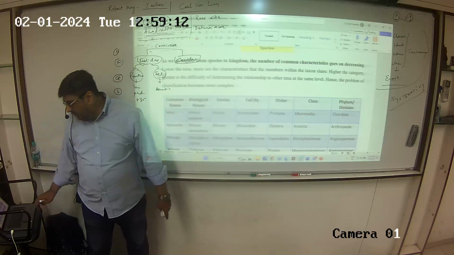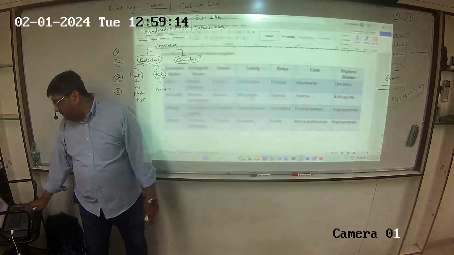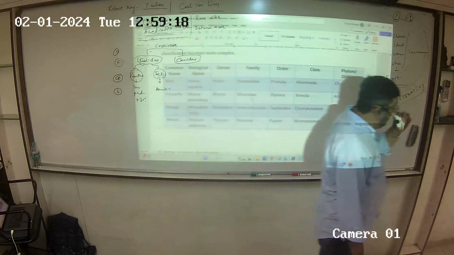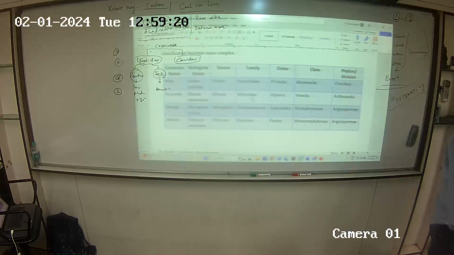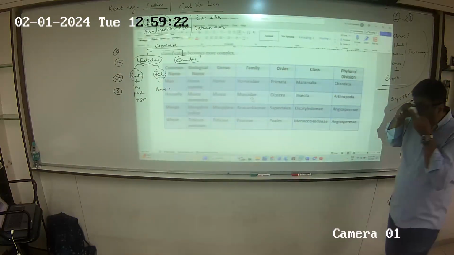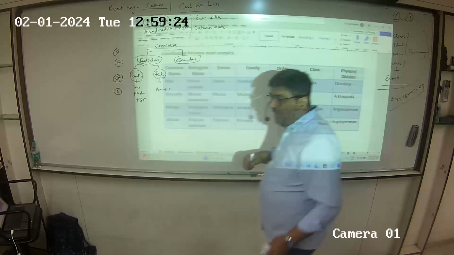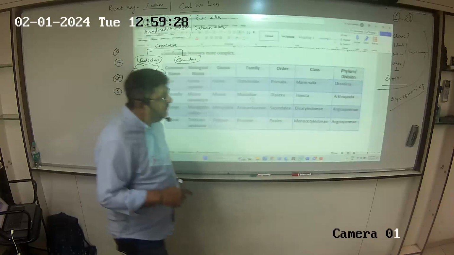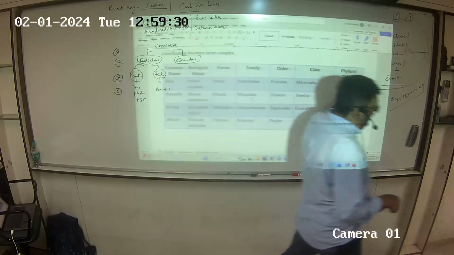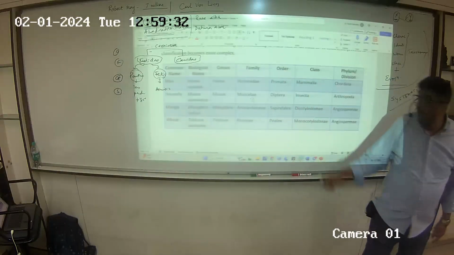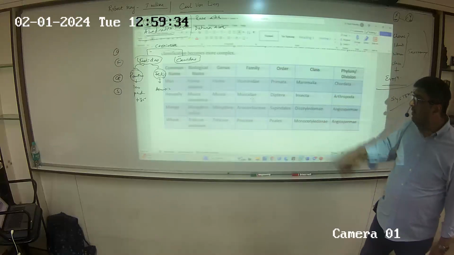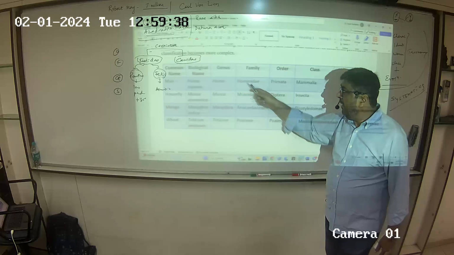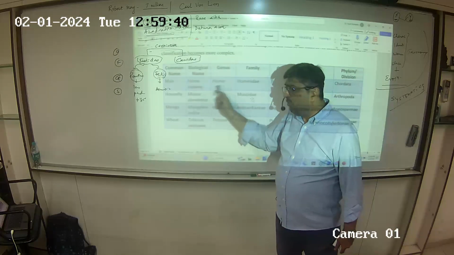Small table given towards the end of the discussion. It is a NCERT table. 4 examples have been given, 2 of plants, 2 of animals. Animals where there is man and housefly. Read it from the opposite end, please. Man belongs to phylum Chordata, class Mammalia, order Primata, family Hominidae, genus species is Homo sapiens.